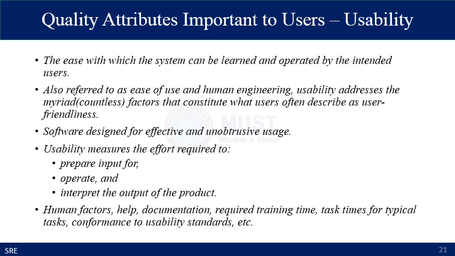Usability is also one of the key requirements desired by the user, and usability refers to the ease with which the system can be learned and operated by the intended users. It is also referred to as ease of use, and human engineering. Usability addresses the myriad factors that constitute what users often describe as user friendliness.